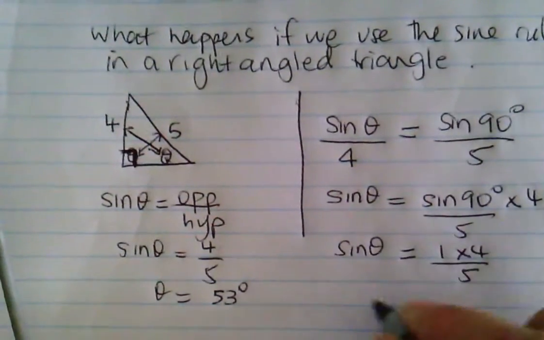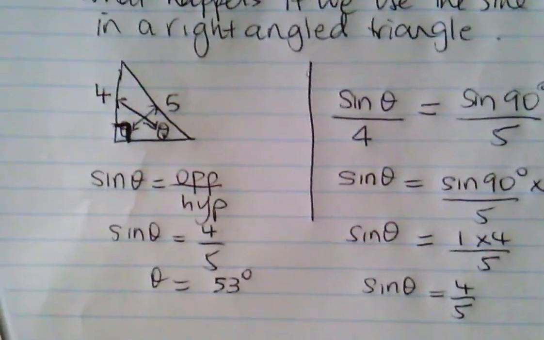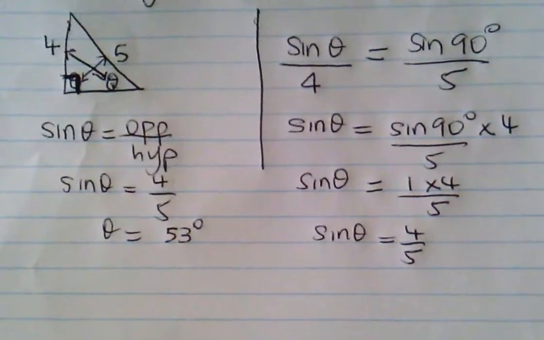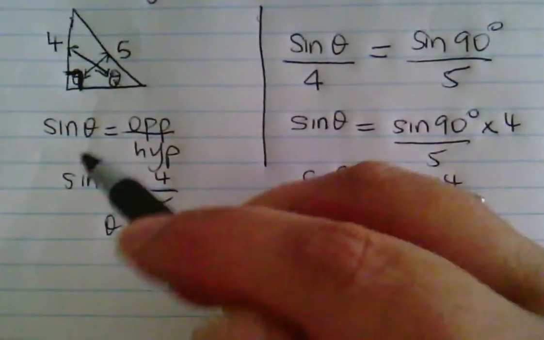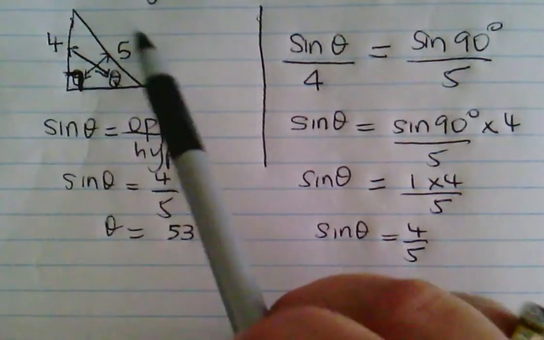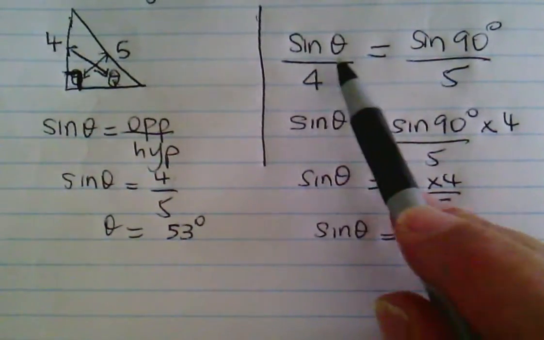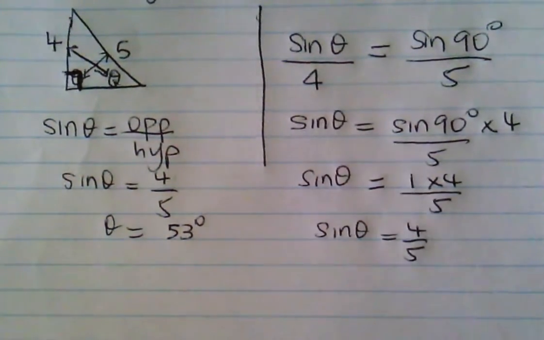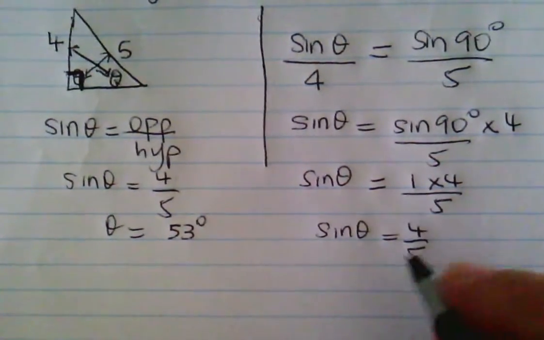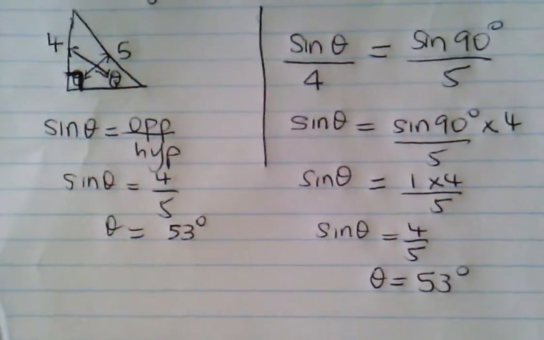Now, I know that sine 90 is 1. Aren't I just solving exactly the same thing? Okay, and that's what will happen. If you use the sine rule in a right angle triangle, and I don't want you ever doing this, but you go sine theta over 4 equals sine 90 over 5. Well, then I rearrange it, and the inverse operation of divide by 4 is times 4. But sine 90 is actually 1, okay? And I've just got sine theta is 4/5, so you'll get theta is 53 degrees as well.